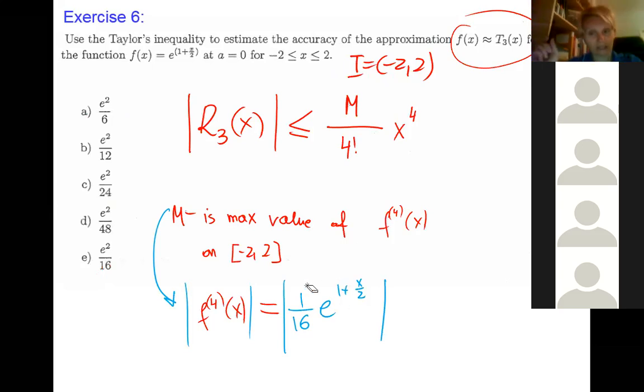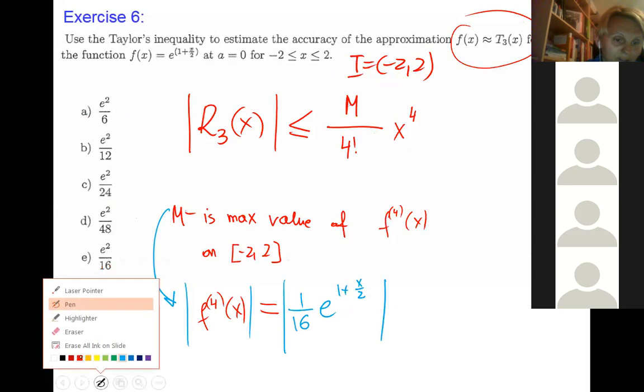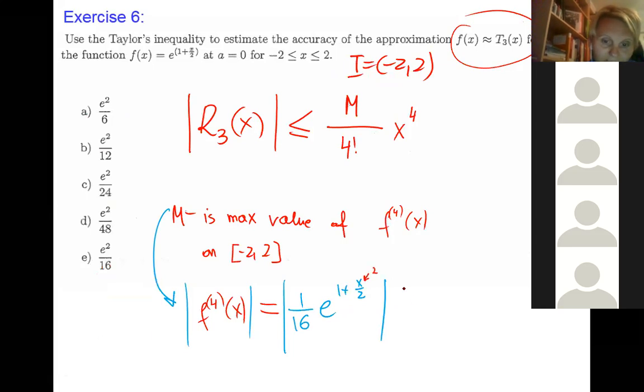But now I have to substitute for x a number that will give me the maximum value. And the number I can only take from this interval. What do you think? Which number, -2 or +2, of course one of the ends, will give me the maximum value? Of course, +2. That means I'm substituting +2 instead of x. 1/16 e to the power of 2 over 2, which is 1, so this will be e squared over 16.